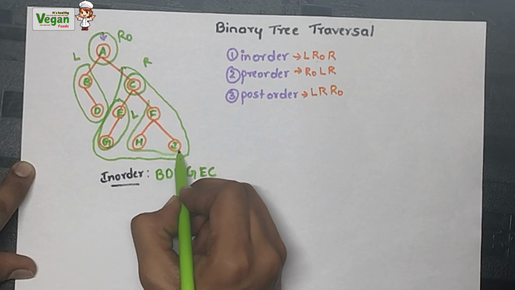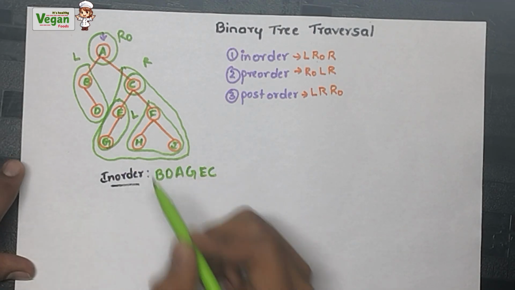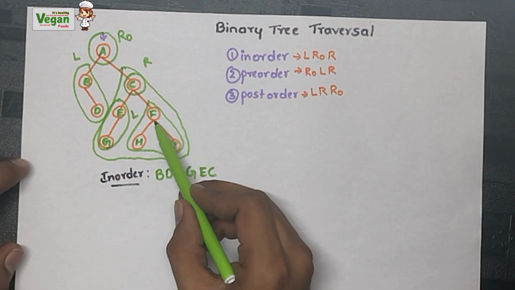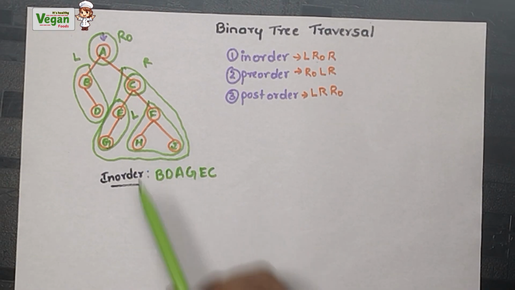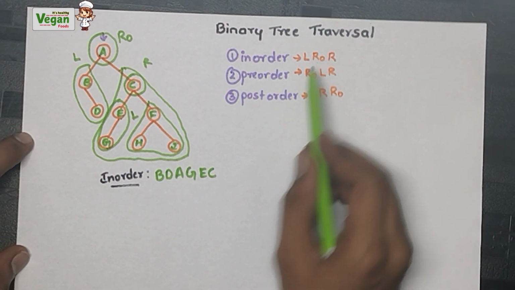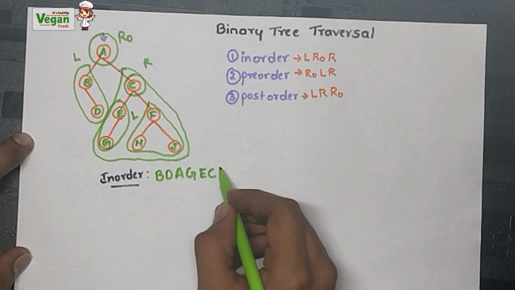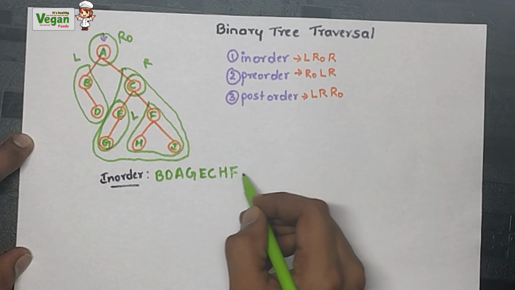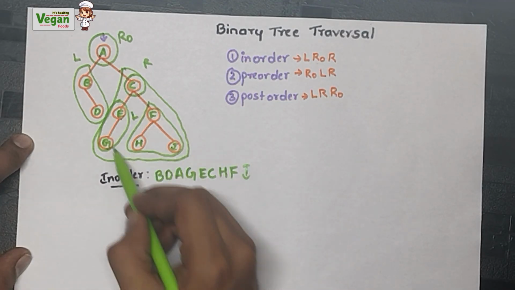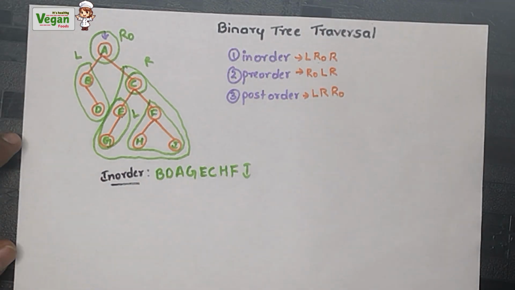While constructing the right side, this has subtrees. So what will I do? I will consider this separately as a separate tree. Now first is left. This left is H. Next root. Root value is F. Next right. Right value is I. So this complete tree is completed now.